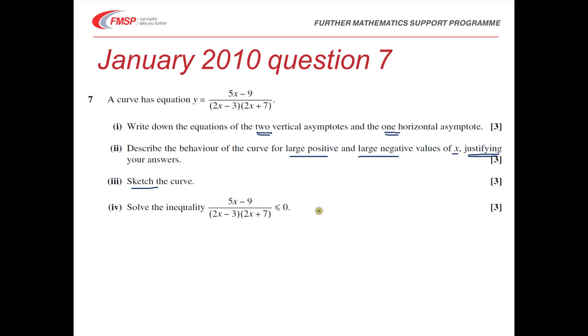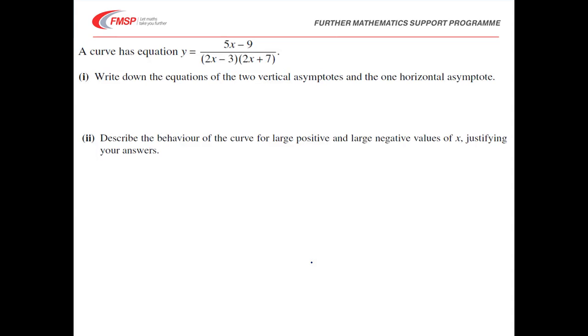And finally, you've got an inequality to solve, and obviously you're going to use the graph to do that, because having gone to all the trouble to draw the graph, you might as well use that just to read off your solutions. So it says write down, so they're not expecting any working, they're expecting you to be able to see it. It should be easy. So one of those 2 factors in the denominator is 0, well, the 2x minus 3 is 0 when x is 3 over 2, and 2x plus 7 is 0 when x is minus 7 over 2.